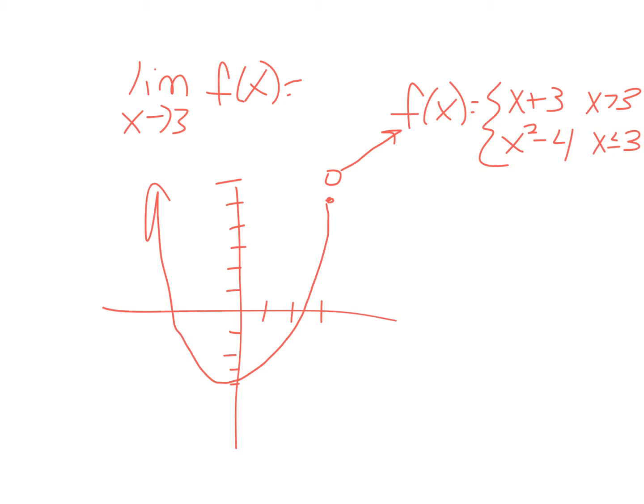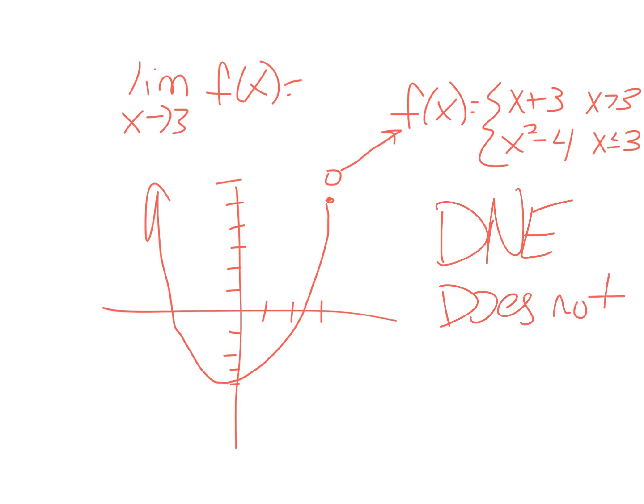They don't equal each other. So when the limits don't equal each other, your limit does not exist, DNE, does not exist. The left-hand side and the right-hand side must be equal to each other in order for the limit to exist. So this is an example of a limit not existing.